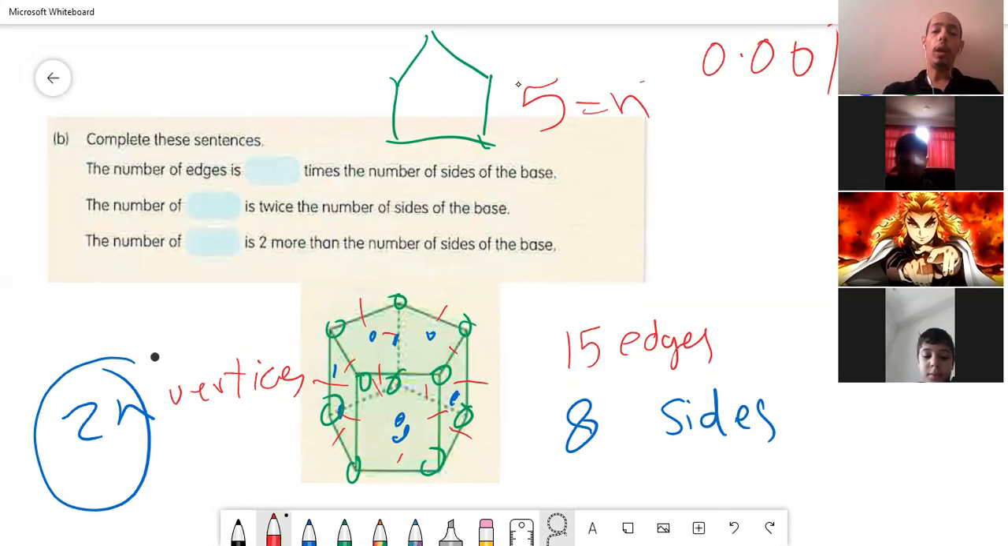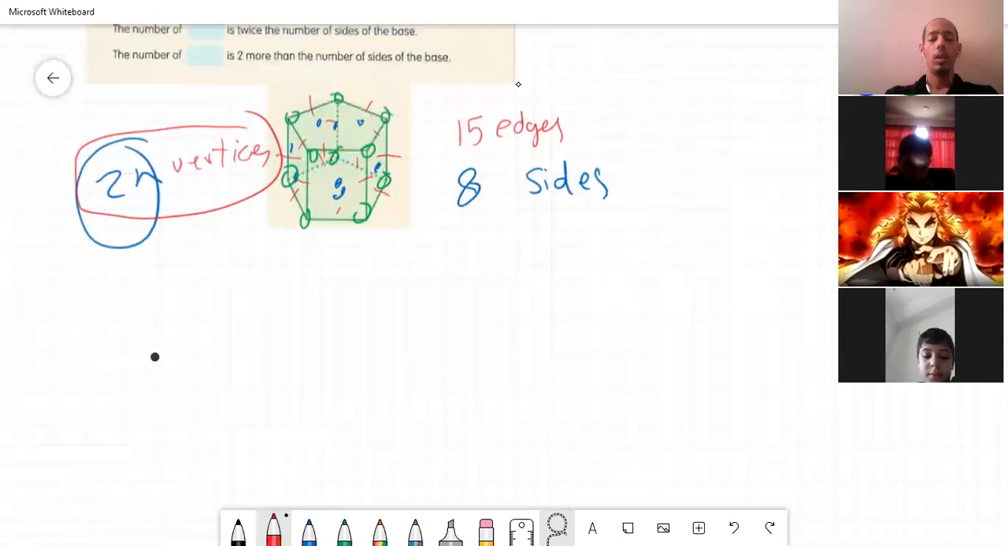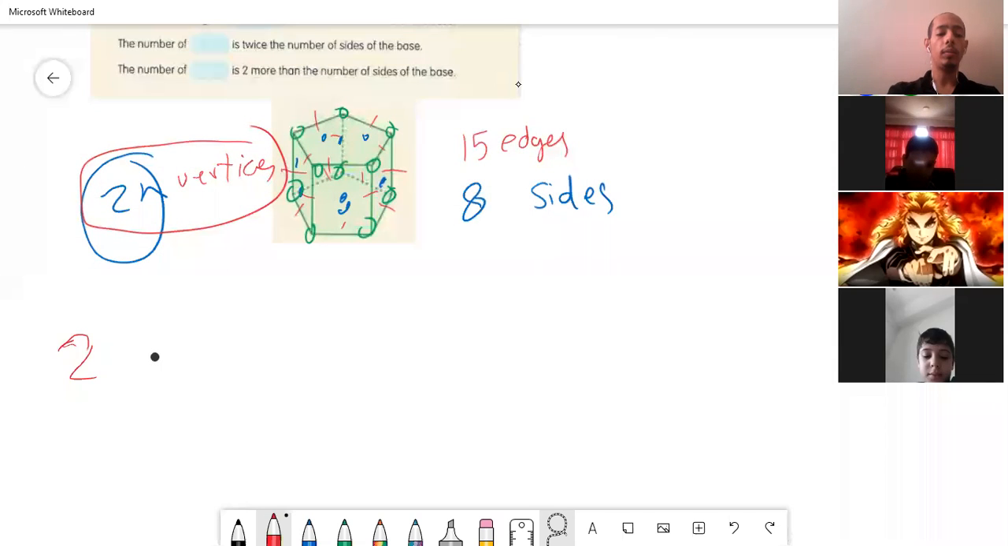Type. 2n is the vertices. What does 2n mean? 2n means 2 times n. 2 times the 5 sides. 2 times 5 is 10. So we have 10 vertices.